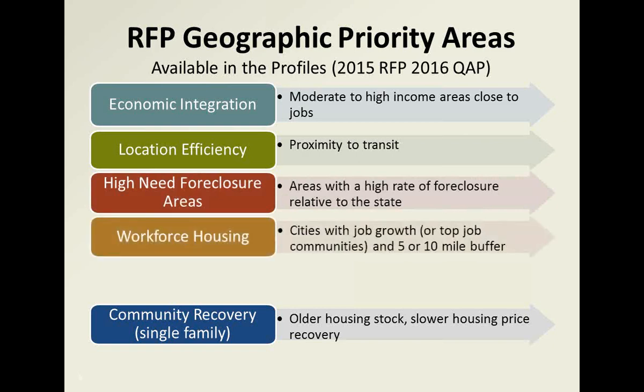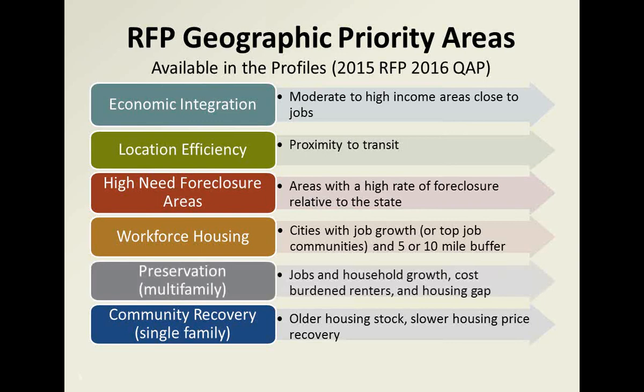Our workforce housing priority areas show cities that have job growth or top job communities and have a buffer around them. Additionally, in single family for workforce housing, there is a layer on a large share of workforce that are commuting long distances. Finally, our preservation priority has several geographic priorities embedded within. These include job or household growth areas, as well as areas with a large share of lower income households who are cost burdened, as well as affordable housing gap.